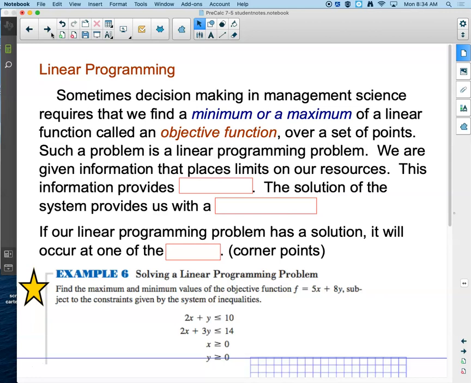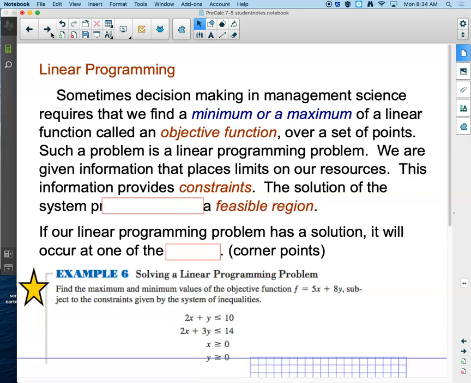We're given information that places limits on our resources. This information provides what are called constraints. Constraining something means holding it back. Usually, you don't have an unlimited supply of money. That doesn't happen. So that's a constraint. That's holding you back. And the solution of the system provides us with what's called a feasible region.